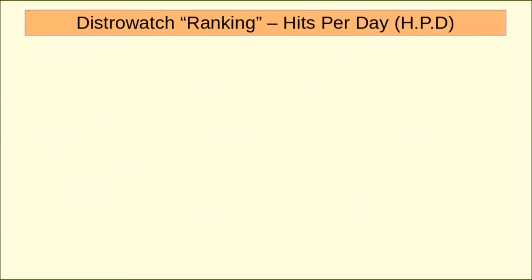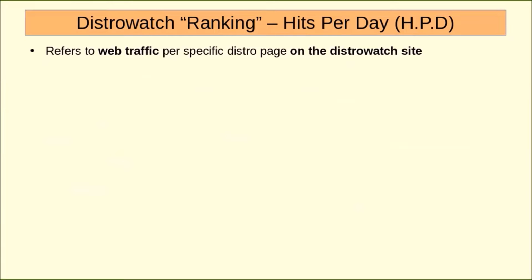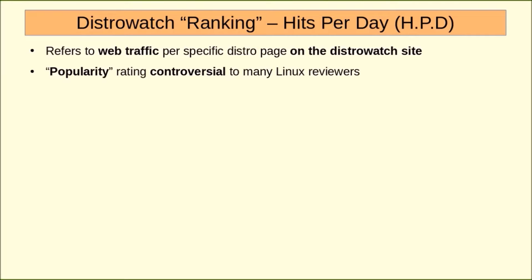Now, I want to talk about the elephant in the room, and this is the distro ranking, or hits per day. This specifically refers to the web traffic on their website, and they separate it out by how many hits they get on each one of the individual pages that track a different distribution. And this they kind of call popularity.